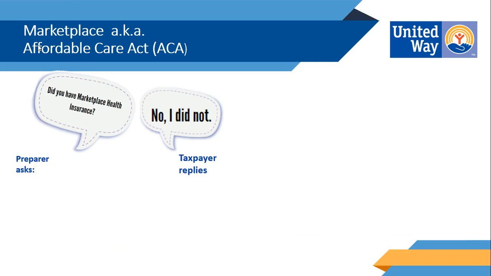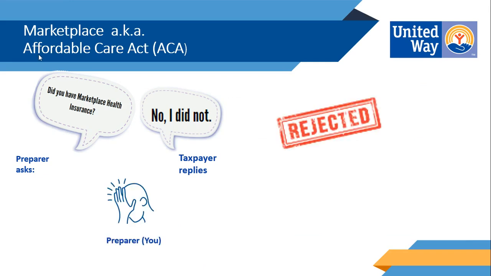If you ask the client, did you have Marketplace health insurance? More than likely they're going to say, no, I did not. Don't ask that question. You're going to click no in the system. You're going to transmit the return. And guess what? It's going to get rejected. You're going to be like, "Ugh, they told me they didn't have insurance." Or if I go talk to the tax preparer, I'm like, they had insurance. They told me they didn't.